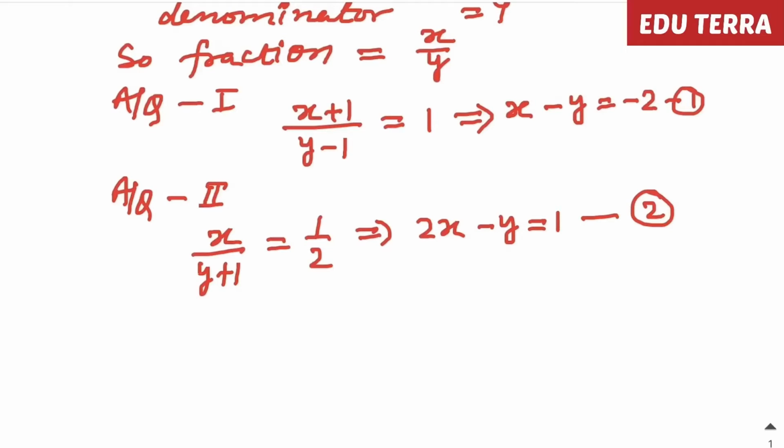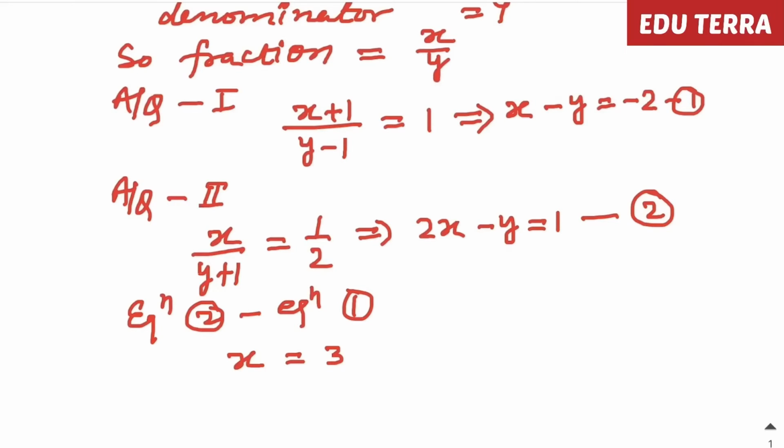Now we have to use elimination method. Elimination method means we have to eliminate any one variable with the help of equation 1 and 2. I am writing here in short equation 2 minus equation 1. So what we will get? We will get here x, because 2x minus x, y and y cancelled, equal to 3. Okay, x equal to 3.